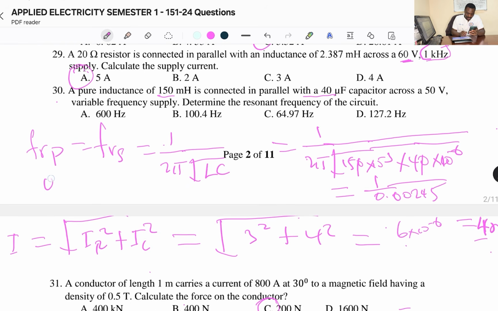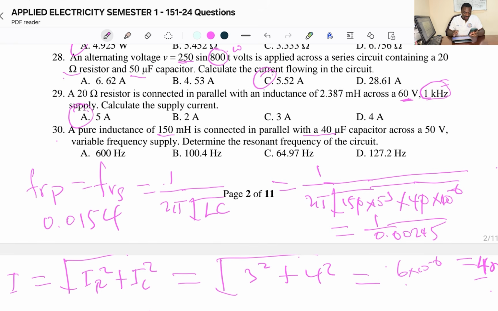So if you have 0.01554, we take the inverse of this. 0.01554 inverse, you get 64.93. So the answer here will be C.